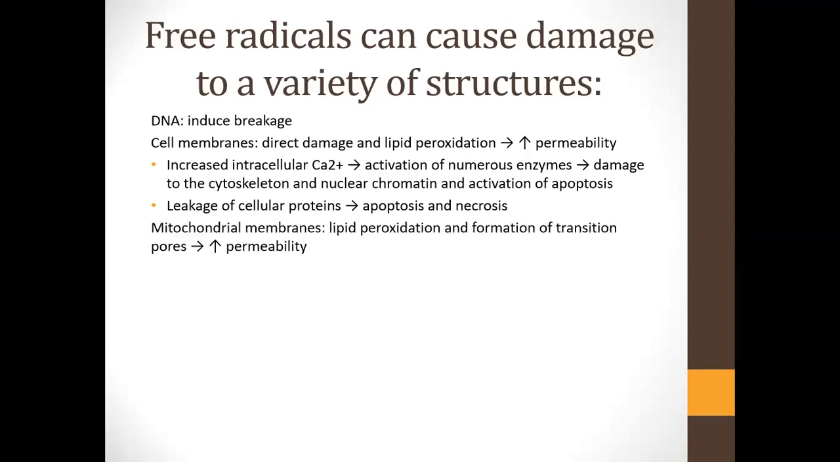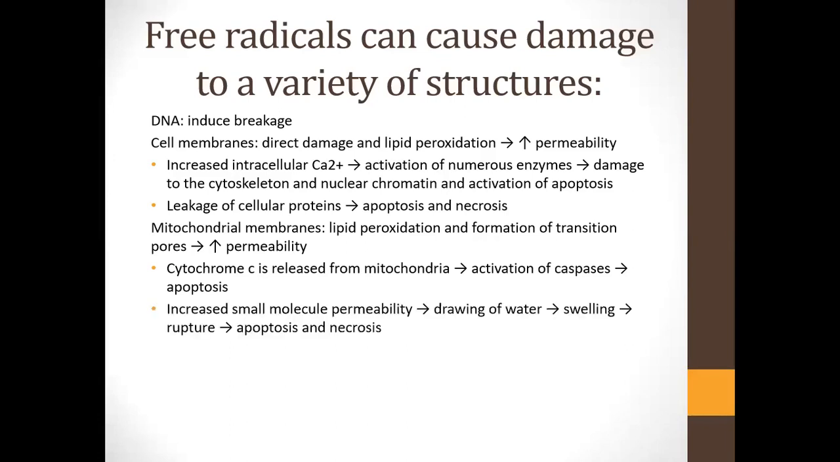Not only is the cell membrane made up of lipid bilayer, but the mitochondrial membrane is also made up of lipid bilayer, and lipid peroxidation will occur over there, and formation of transient pores will increase the permeability. Now, mitochondria contain cytochrome C, which will spill out of the cell and activate the caspase enzymes. These caspase enzymes are one of the sequential events that activate apoptosis. Again, apoptosis is the programmed cell death.